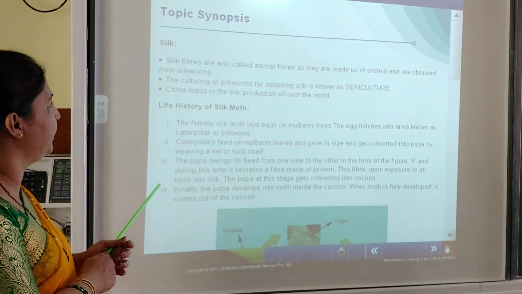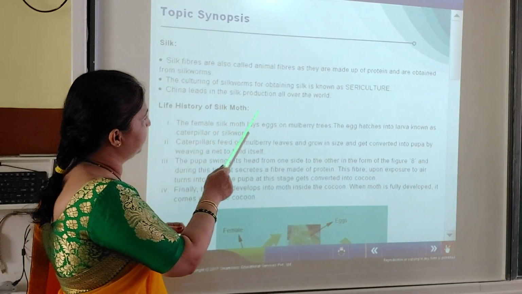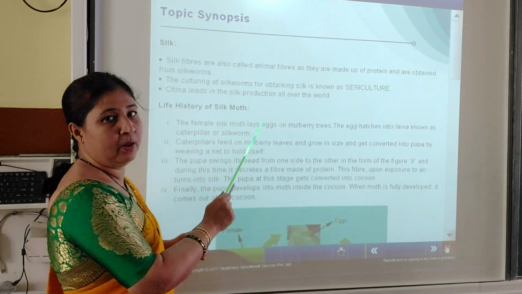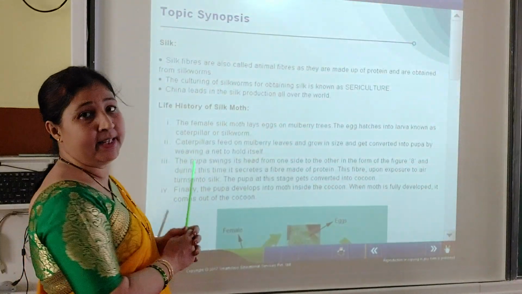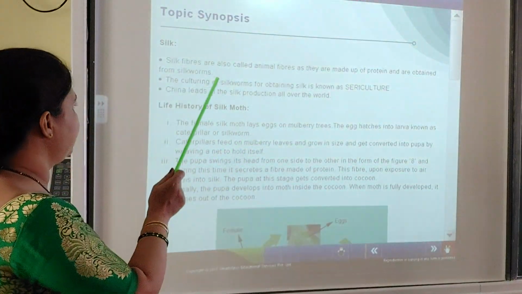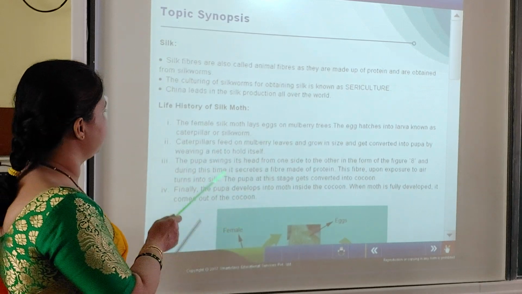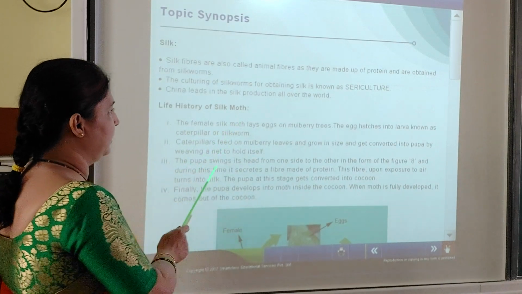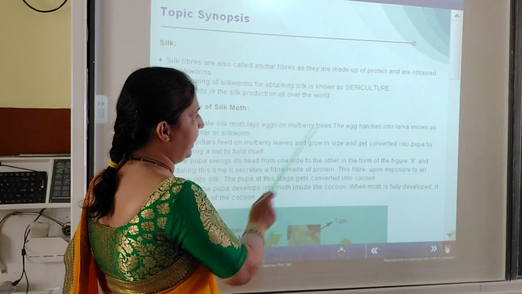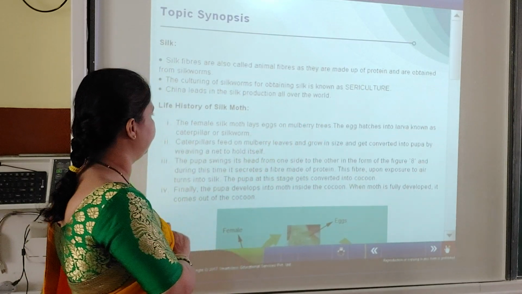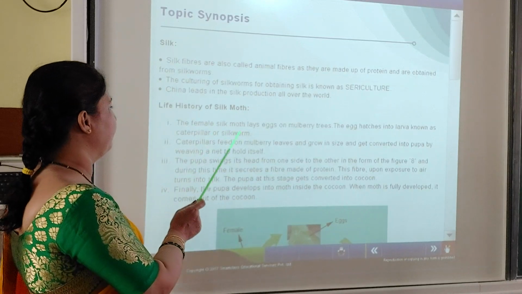China leads in the production of silk all over the world. China was the first country to discover silk. Then, the life history of the silk moth, which we have already seen just now. The female silk moth lays the eggs on the mulberry trees. The egg hatches into the larva known as the caterpillar or the silkworm.